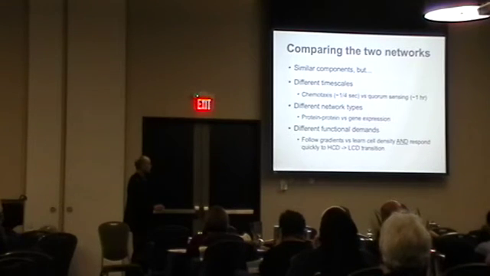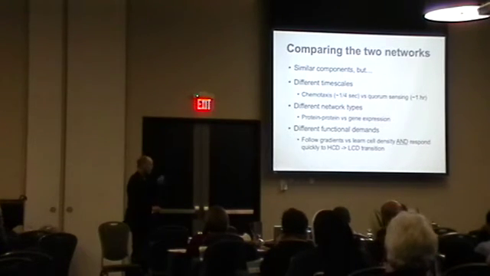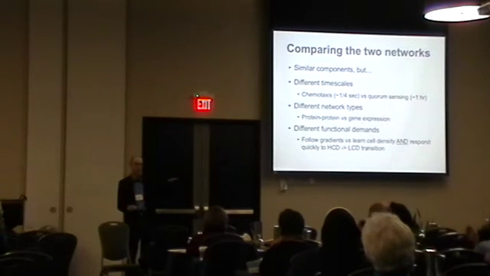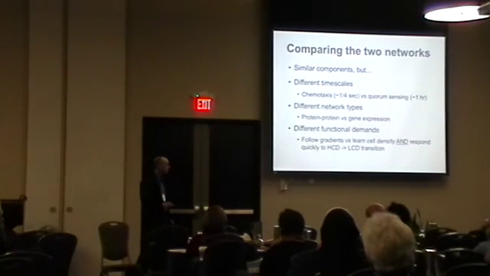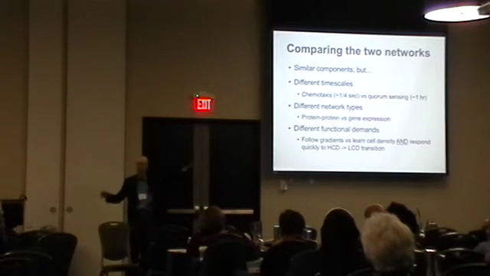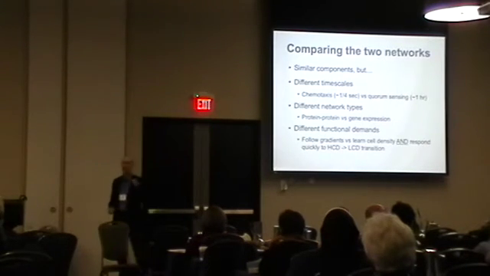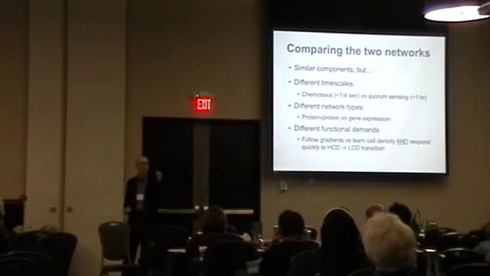And finally, I think there's some difference in the functional demands. Chemotaxis is doing one thing. It's following those chemical gradients. End of story. Quorum sensing is actually doing at least two things. One, it's learning cell density, and it's got a wide range of cell densities to do it. But the other thing, and I didn't focus on that, is that a lot of those feedbacks seem to be poised for the cell to go from high cell density to low cell density.